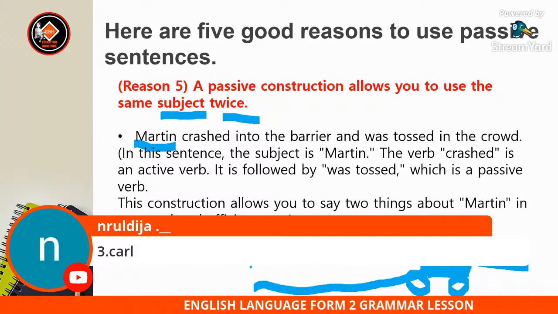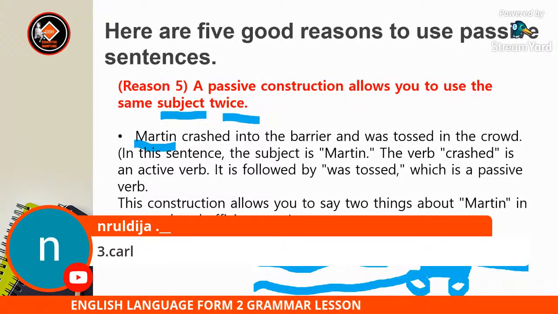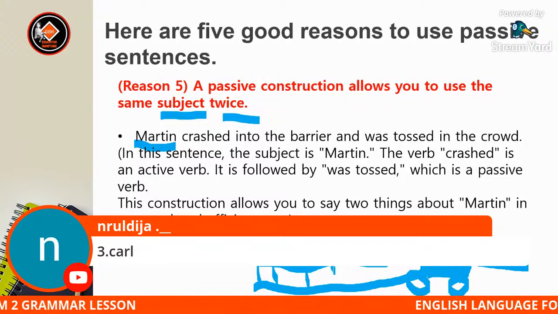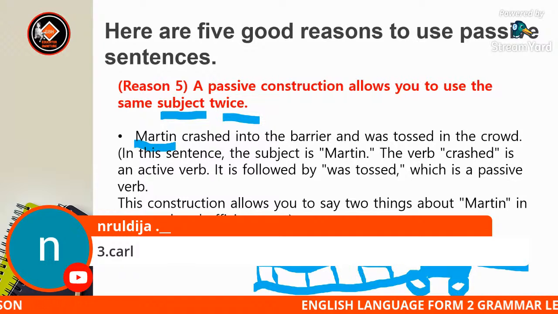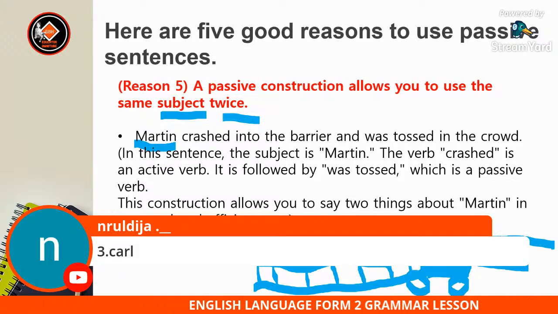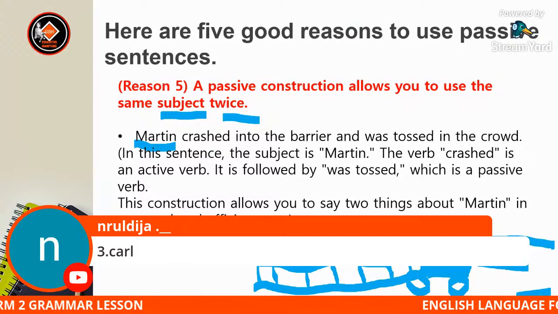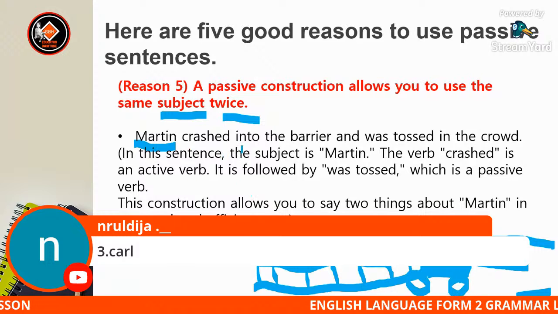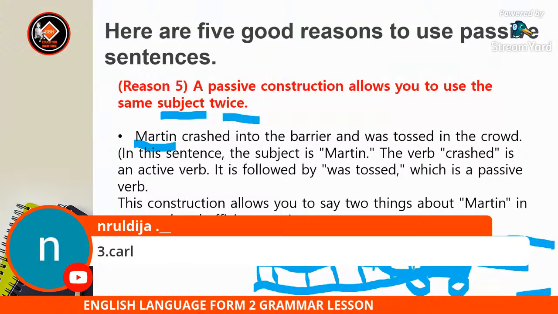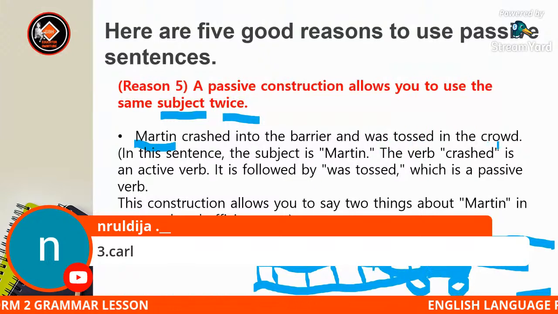Okay, traveling on the road. What you have on the roadside, you see, sometimes on the highway, you have this, right? The aluminium barrier. Okay, so this is called the barrier, penghalang jalan. So this is the road. Okay, so the car is traveling. So Martin crashed into the barrier. Martin ni melanggar barrier. Boom. Maybe he's on motorbike. Okay, and was tossed in the crowd.